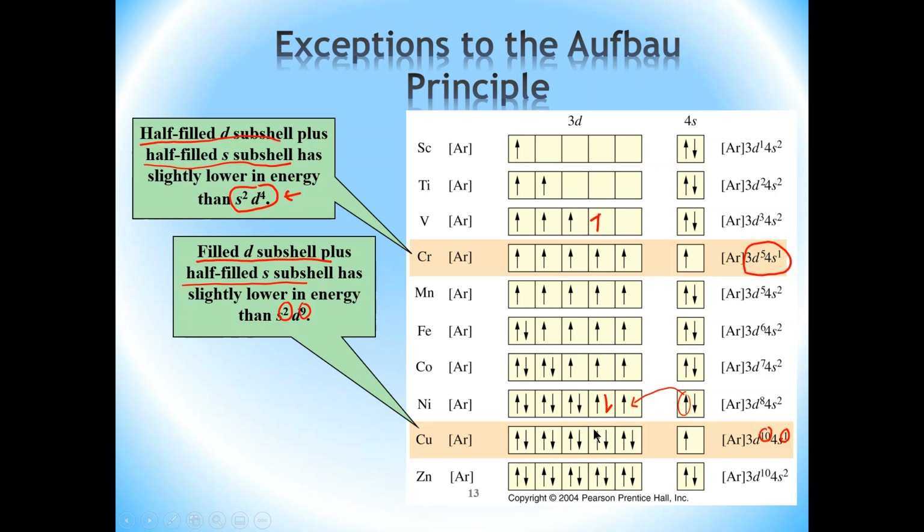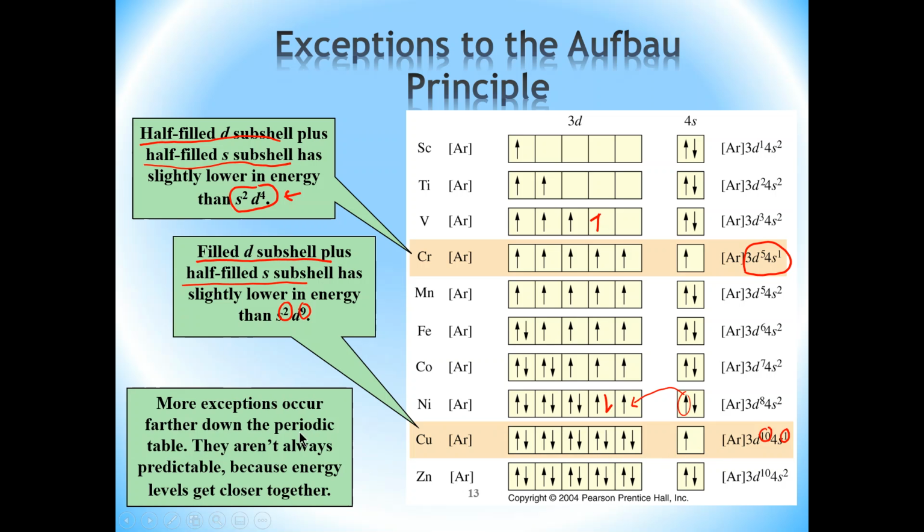There are a couple of exceptions, namely in the case of chromium and copper, where the electron configuration is not quite what you expect based on the trend, and we explain the reason why that happens. In the case of chromium, that's because of the greater stability of this arrangement where the d sublevel is half filled and the 4s sublevel is half filled. And then in the case of copper, this is more stable because the 3d sublevel is completely filled and the 4s sublevel is half filled. All right?